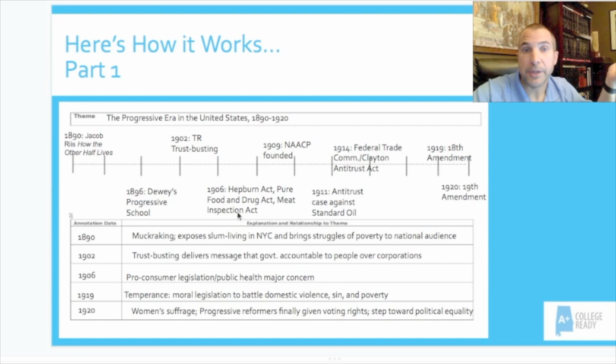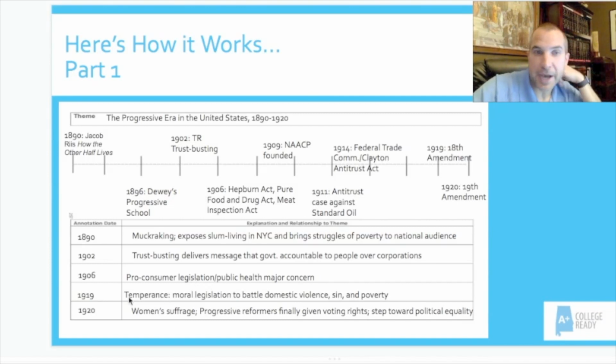1906, what's big about this? Well, there's several things that are passed, so maybe the explanation would be, okay, well, there's obviously some pro-consumer legislation. There's a greater concern for public health. Maybe this is a direct correlation to Upton Sinclair's The Jungle that was published right before this. Maybe Roosevelt found a lot of popularity in 1902 with the stance that he was taking, and decided to really become that progressive president that he enjoyed taking on the powers that be of the time.